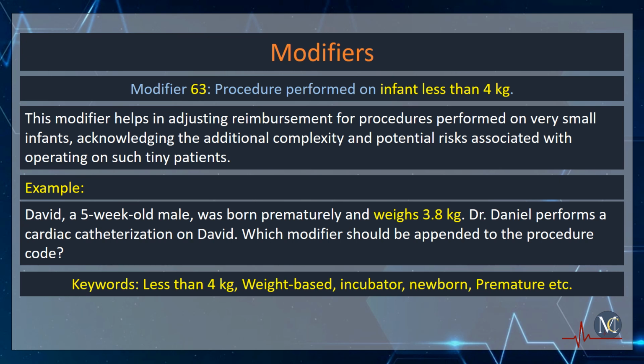Let's take an example. David, a premature baby, weighed 3.8 kg. Dr. Daniel performed cardiac catheterization on David. In this scenario, we will use the modifier 63 along with the procedure code to indicate that the procedure was done on a premature baby. Keywords associated with CPT modifier 63 include less than 4 kg, bed based, incubator, newborn, or premature.